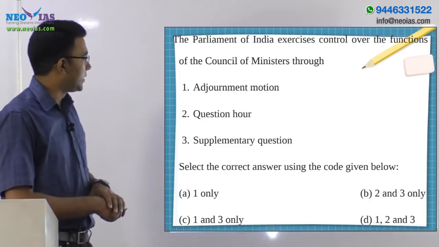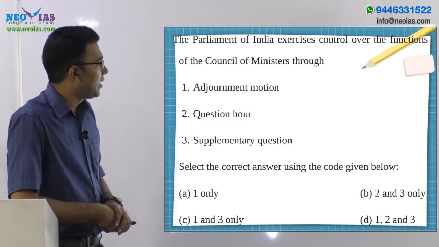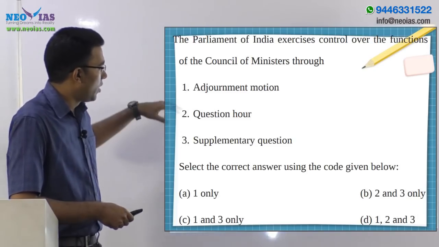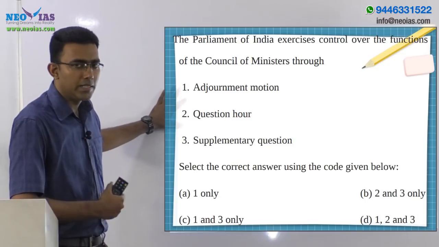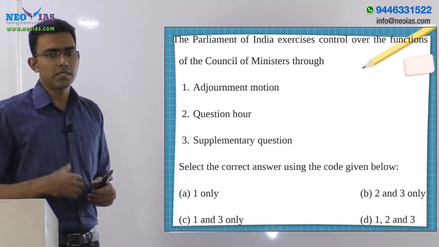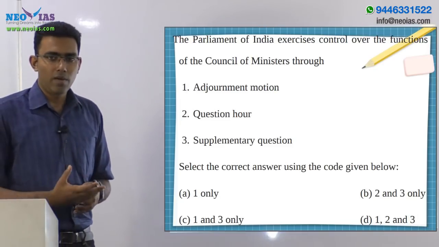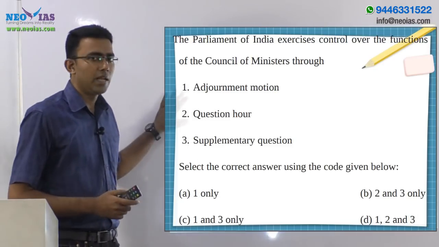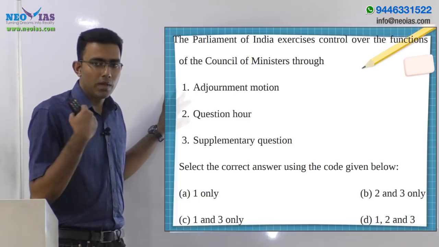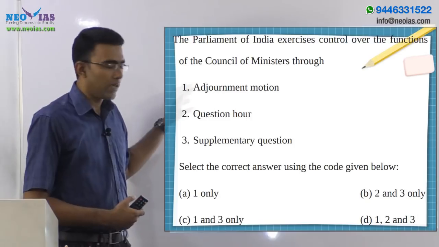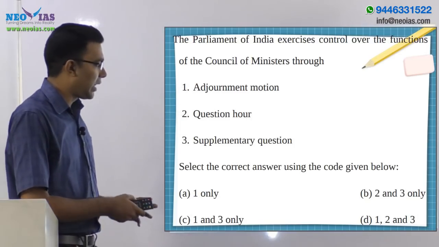Now we will move on to the question. The Parliament of India exercises control over the functions of the Council of Ministers through: A, adjournment motion. Of course, we all know that adjournment motion is an extraordinary motion wherein 50 members have to sign it, which means that the ministers are censured. So the first option is correct, which means that we can eliminate option B.